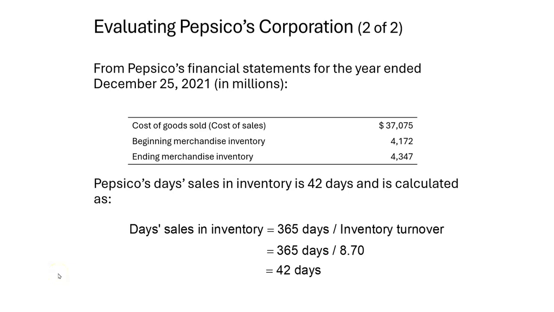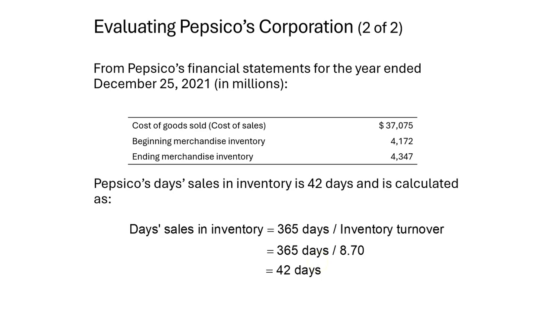Next, we take the days sales in inventory. We take 365 days and divide it by the inventory turnover. So we've got the inventory turnover before, so we divide 365 by 8.7, and it tells us we sell our inventory every 42 days. So this is comparable to the 8.7 times per year. So we're actually selling our inventory every 42 days.